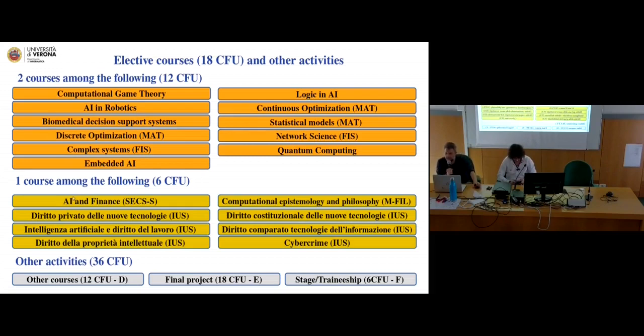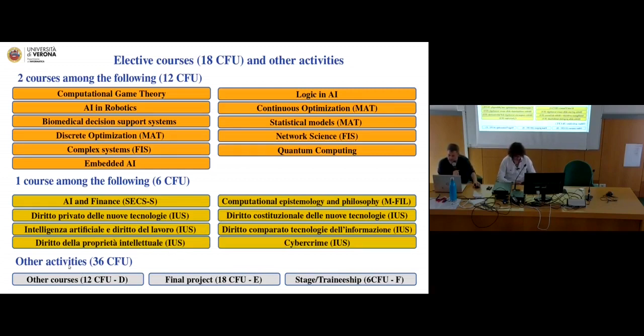Then you will have to select 1 course among these 8, which are more related to social sciences, like AI and finance, then law-related courses like artificial intelligence and law, etc., cybercrime, etc. So this last course is the one more related to social sciences, we say.